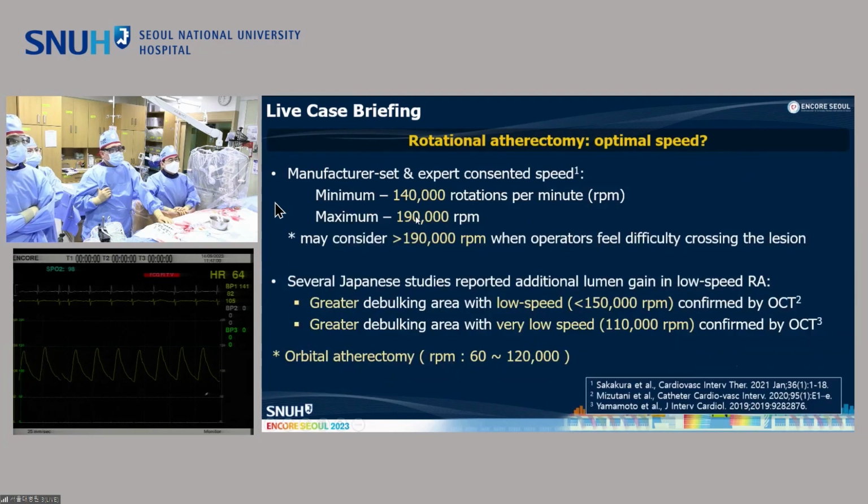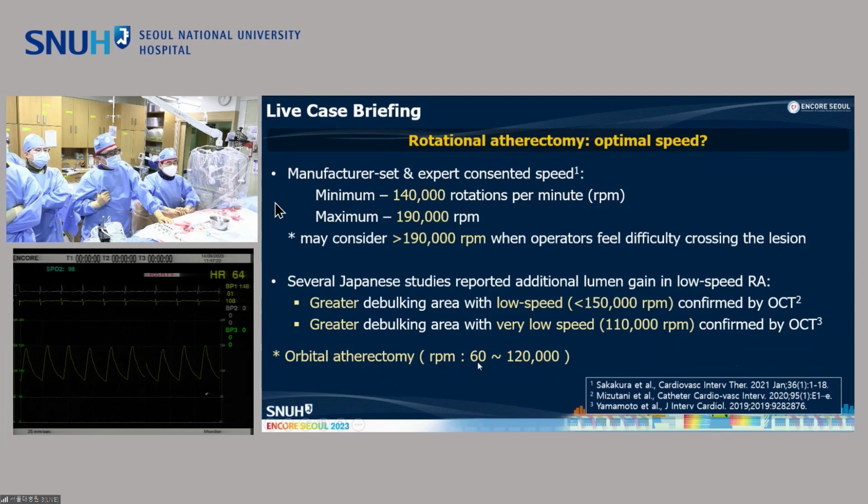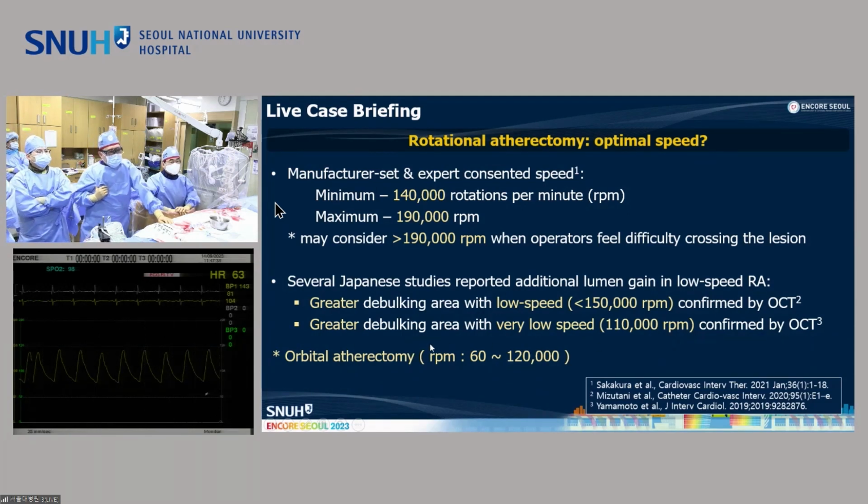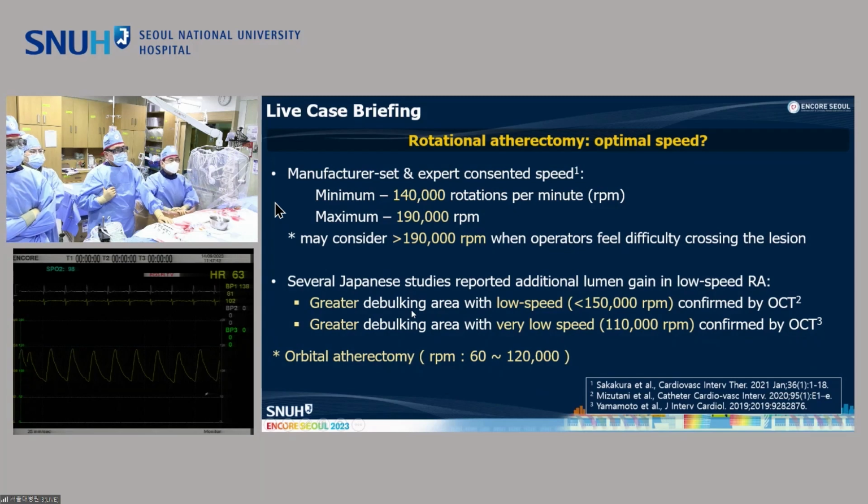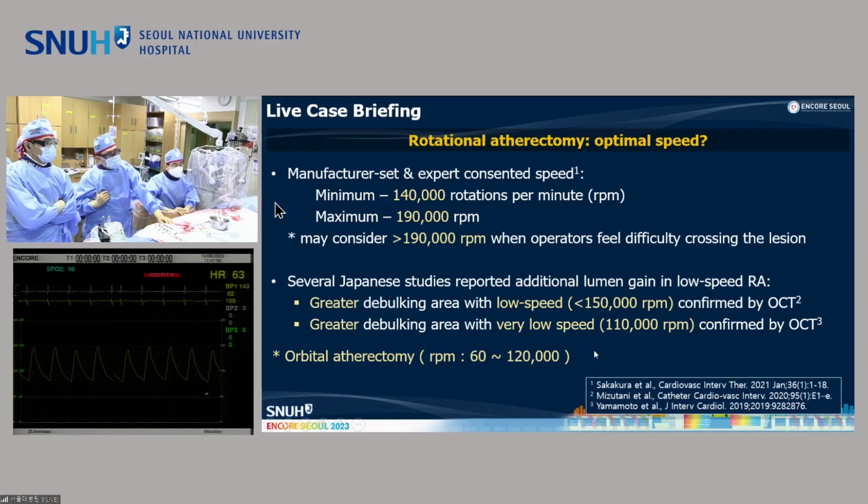Regarding the optimal speed, the manufacturer recommends 140 to 190. We also consider more than 190, just 200,000 RPM, when we feel difficulty in passing. But for orbital atherectomy, the recommended range was 60 to 120,000 RPM. Thus, if you lower the speed down to 150 or even 110,000 RPM, we can expect orbital motion leading to greater debulking and greater additional lumen gain. So I will try to demonstrate: first just pass at maximum 190,000 RPM. Then if it passes easily, I will reduce the speed down to 150 to debulk the calcified lesion more.